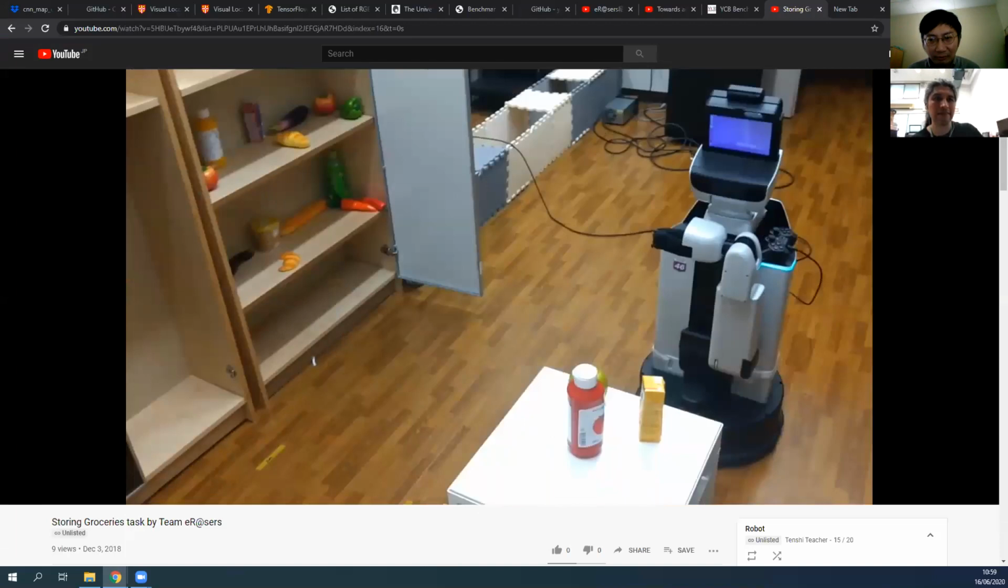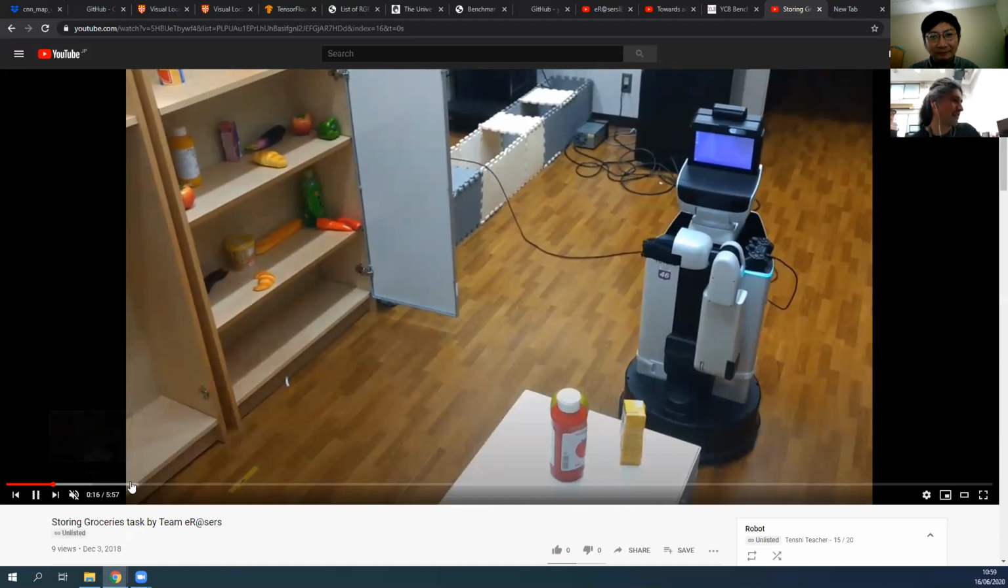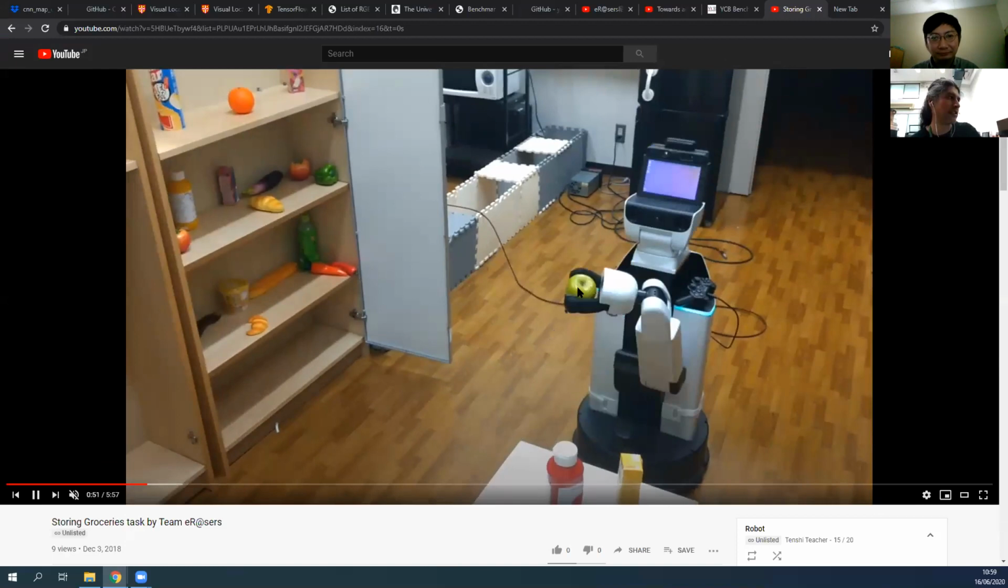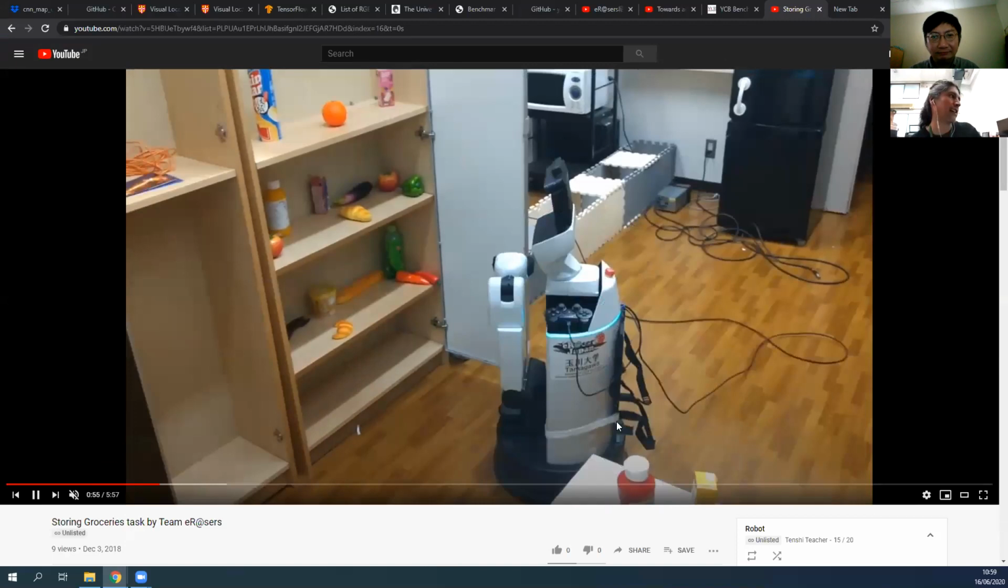Okay, so Luis, we really passed. And after the data, we have this. Okay, yeah. So this is how you get the data. No, well, this is how we use the data. Once we have the data, we know this is an apple, and we put it close to similar objects and so on. Okay. So this is the Toyota HSR robot.